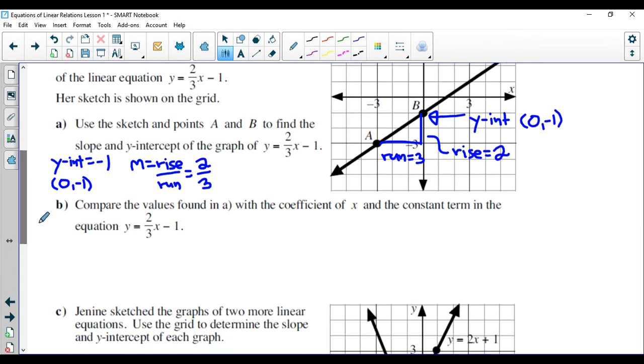Now it says, compare the values found in A with the coefficient of x and the constant term in this equation. So let's look at this. We have y equals 2/3 x minus 1. This value of 2/3 here is the coefficient attached to the x, and that is the slope. This other value here, the -1, is the constant term, and that represents the y-intercept of the graph.